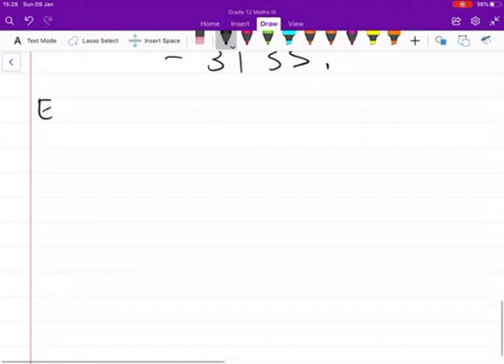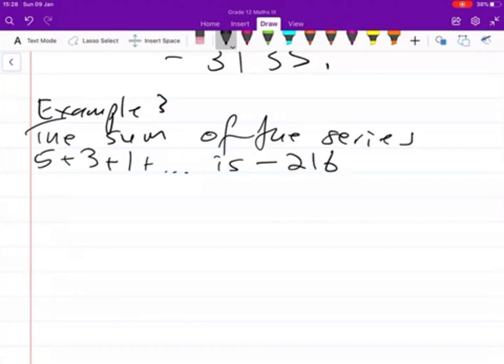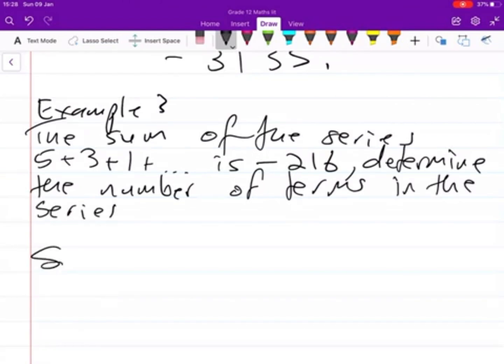All right, let's go to example 3. We will say the sum of the series 5 plus 3 plus 1 plus and so on is negative 216, and we say to you, determine the number of terms in the series.